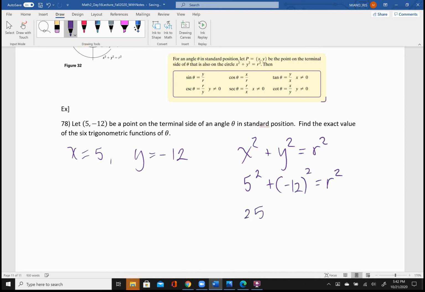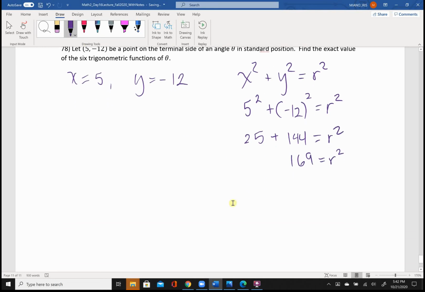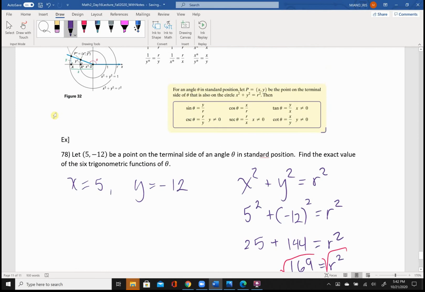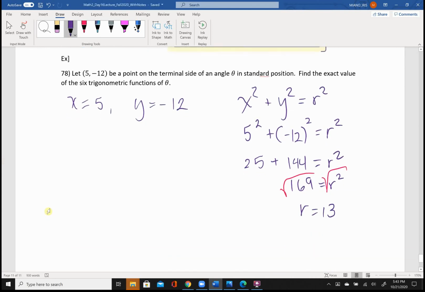So here we have 25, here we have 144. Very much awesomely, they sum to a perfect square number. And remember, you're talking about a distance, r, so you're just going to take the principal square root, which is going to be, thank God, a whole number of 13. So here r equals 13. Okay, so r is 13, and your x and your y are there. So go ahead and take that into consideration to find all 6 trigonometric ratios, which you see presented here in this yellow box. So it's just as easy as plug and chug after that.